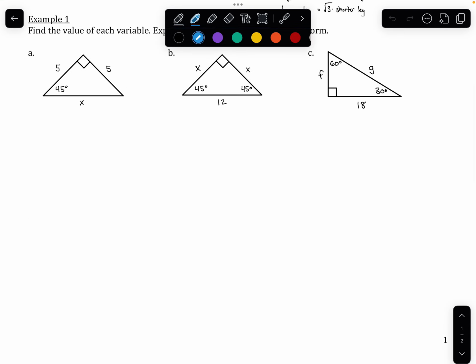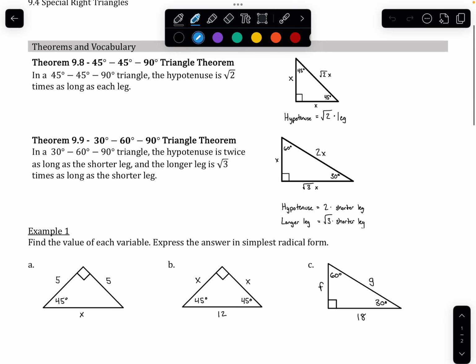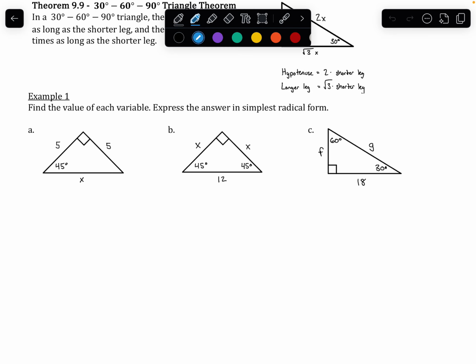Now, let's use what we just learned to solve a few problems. So my first problem is a 45, 45 degree triangle. So I'm going to look at my formula. I see its hypotenuse, which we named x here, equals square root 2 times a leg, which is 5. So that means x equals 5 square root 2.